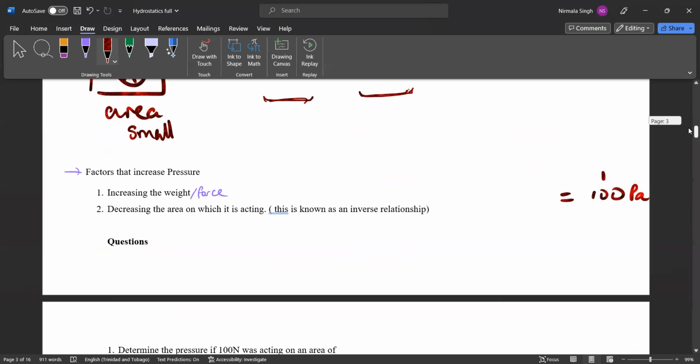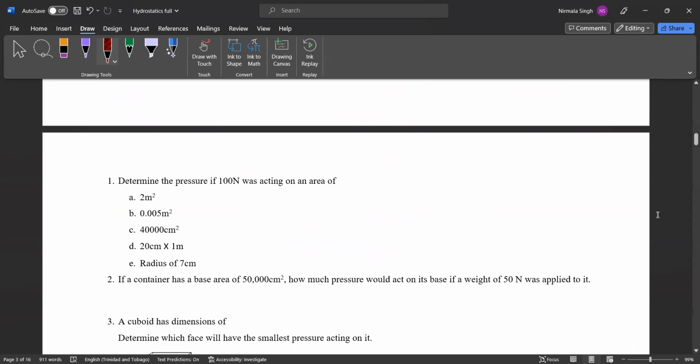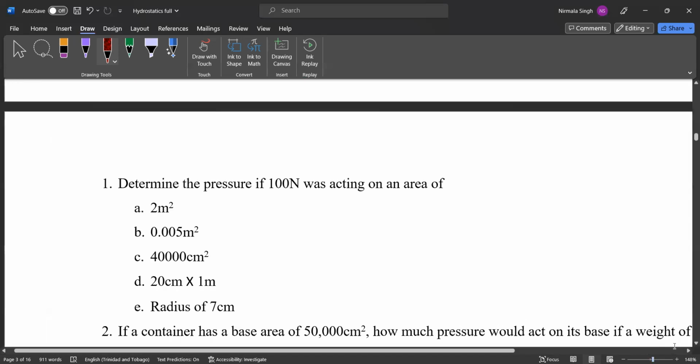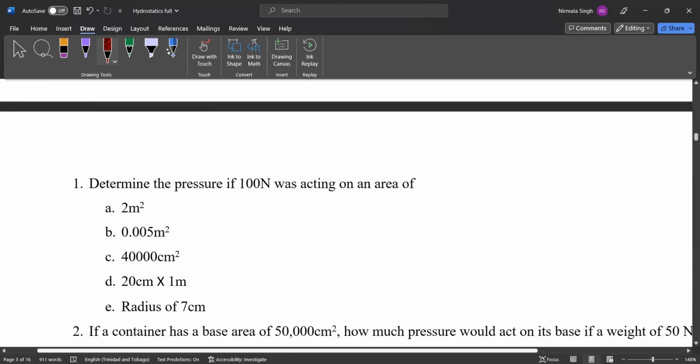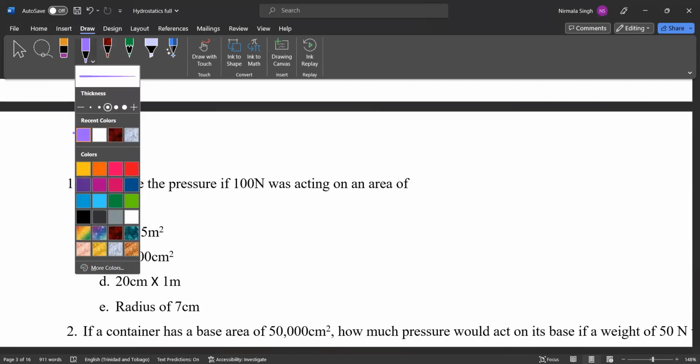So let's continue. We have some questions here to try. You all will give this a try a little later on. I will put up the solutions a little later, but you can give these questions a try. They're not hard. Some of them are actually kind of self-explanatory.